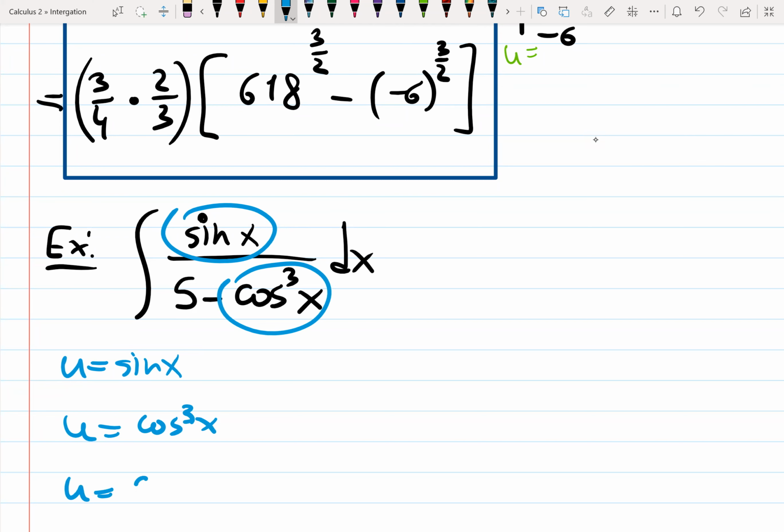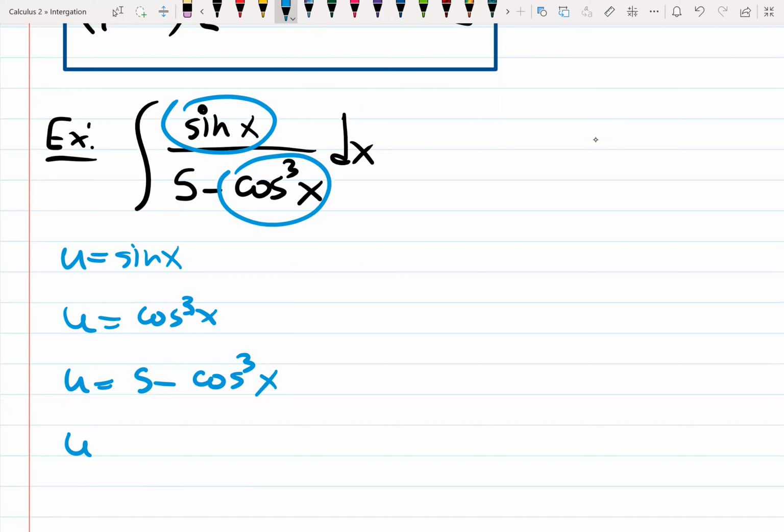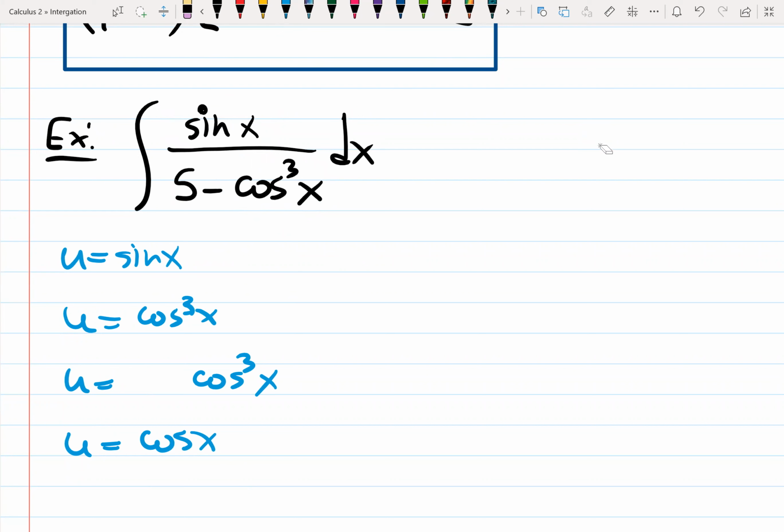Should I choose 5 minus cosine cube? Should I choose 1/5? I don't want to write this down. Should I choose just cosine? Like which one? This is how you check. First of all, you can try all of them and see if it works. If you're stuck, probably it's not good. But second of all, this is how you know.